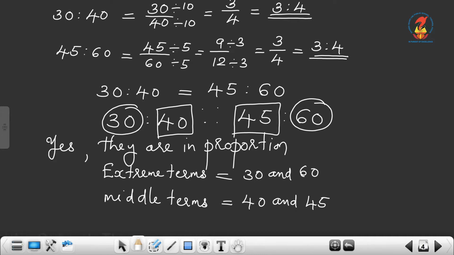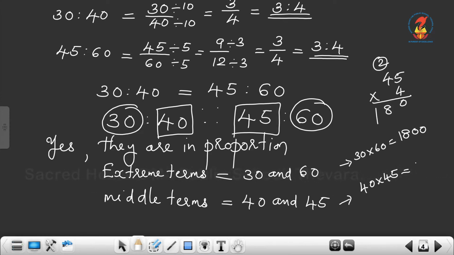And we have one important property. Product of the extreme terms will be equal to product of the middle terms. What is 30 into 60? It is equal to 1800. Now what is 40 into 45? That is also equal to 1800. So the product of the extremes is equal to product of the middle terms.